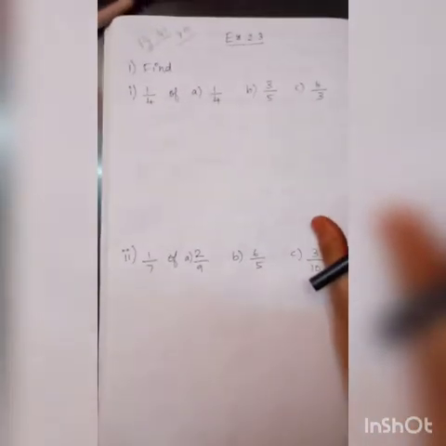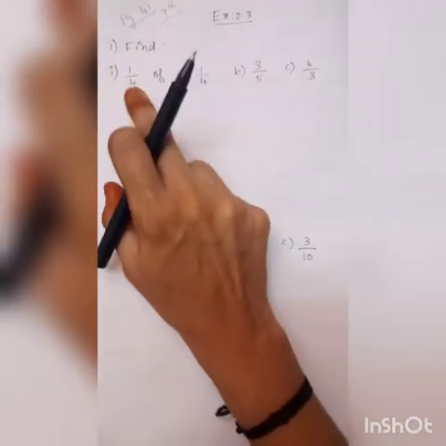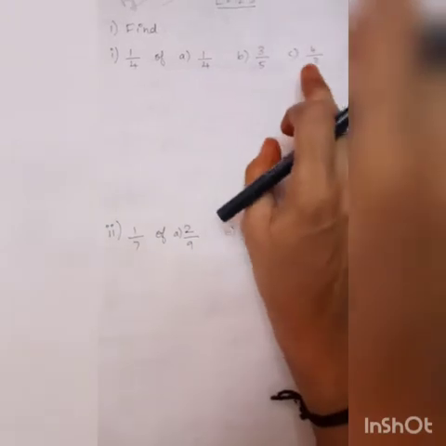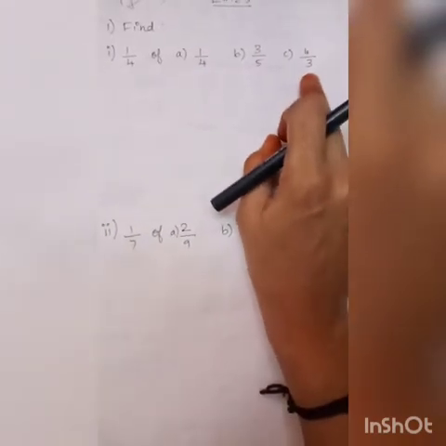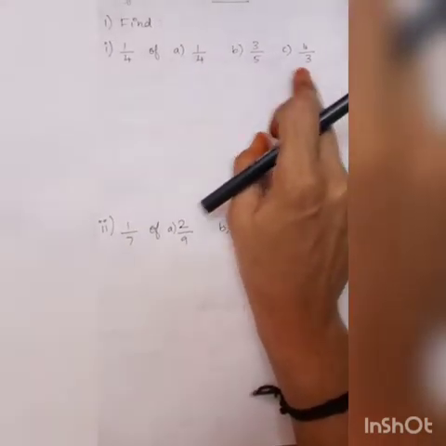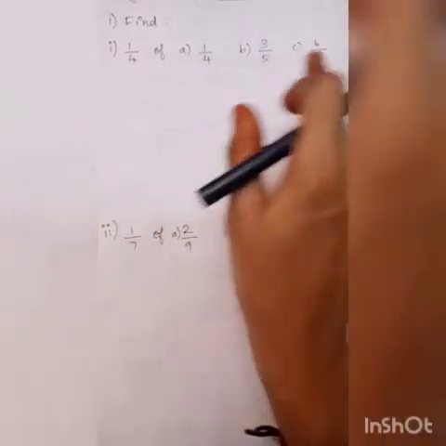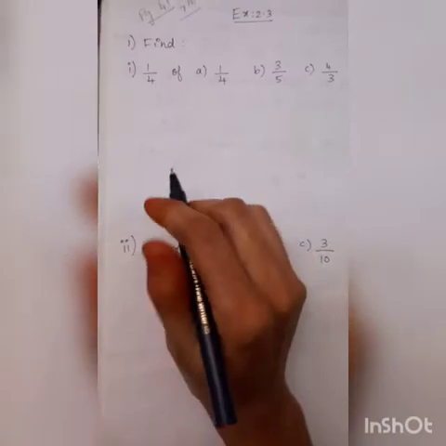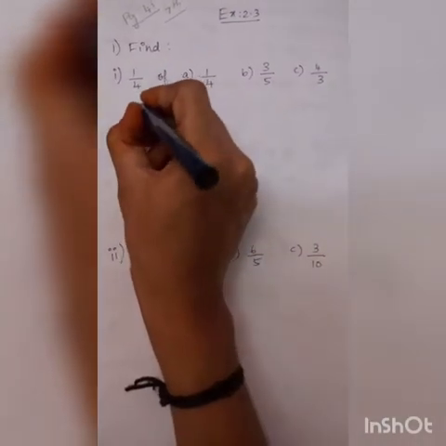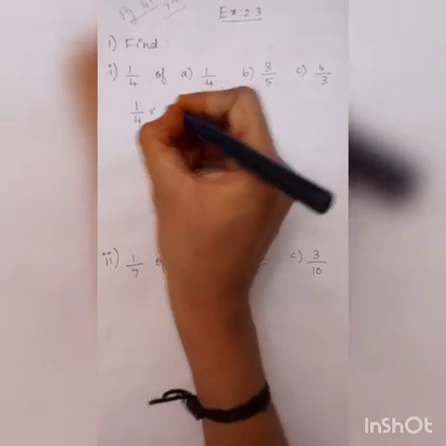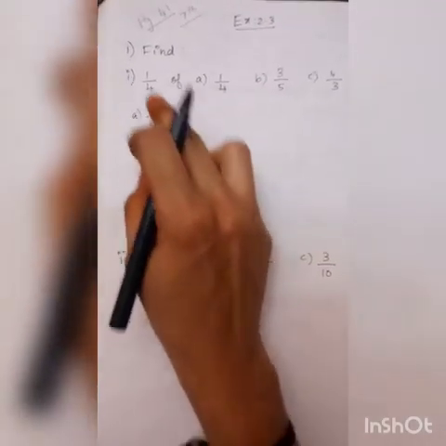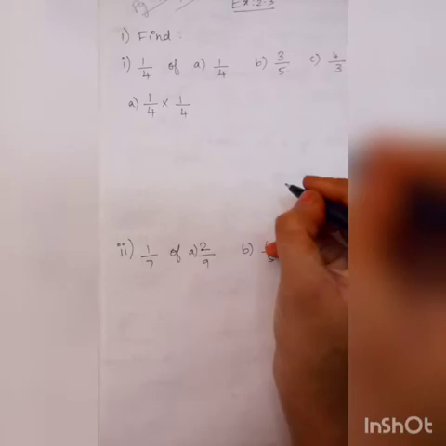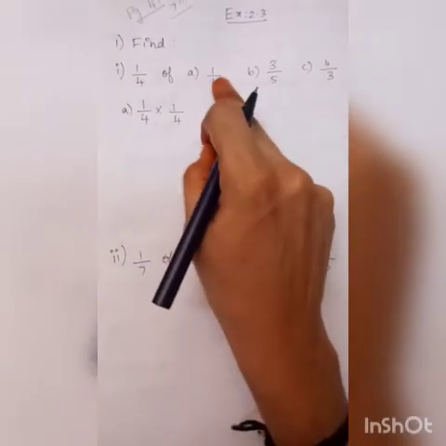What is the first question? Find 1 by 4 of 1 by 4, 3 by 5, 4 by 3. So actually we are going to find the multiplication of 1 by 4 with these three things. Of means what? It is a multiplication, right? So shall I start from here? 1 by 4 of A, I am doing 1 by 4 of 1 by 4. Is it correct?